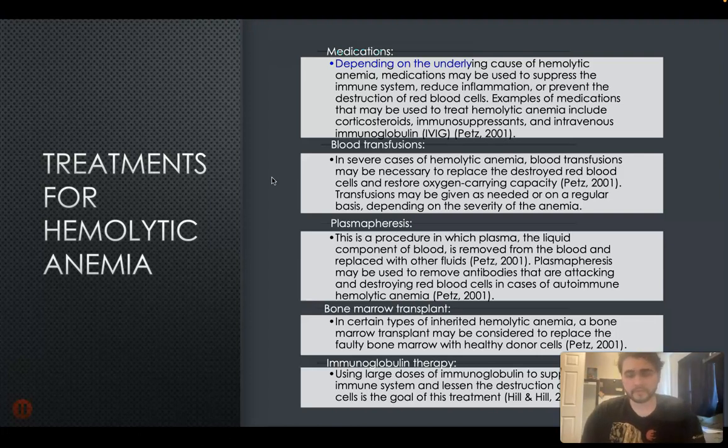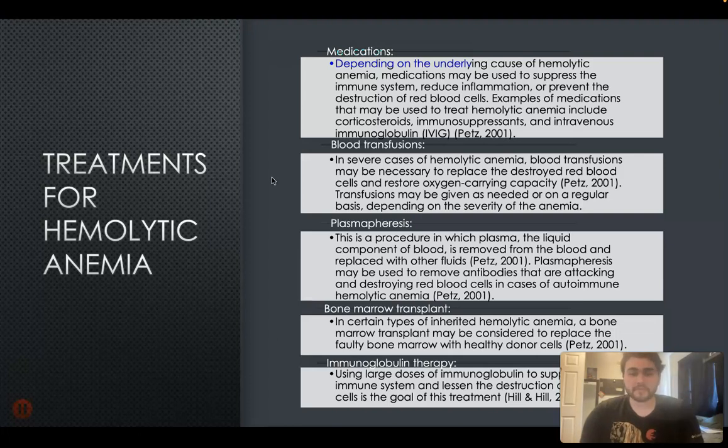There are also blood transfusions. In several cases of hemolytic anemia, blood transfusions will be necessary to replace the destroyed red blood cells and restore oxygen carrying capacity. Transfusions may be needed on a regular basis depending on the severity of the anemia.